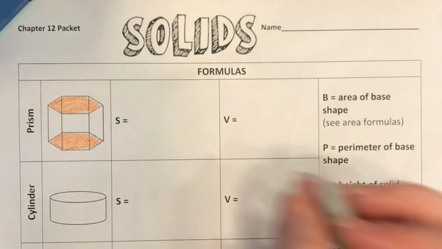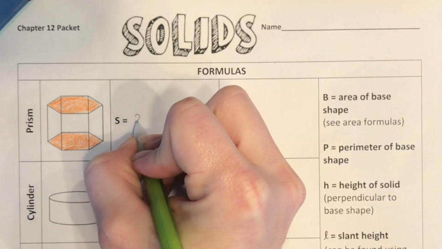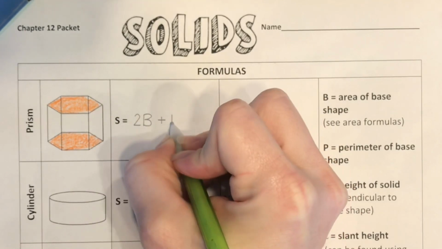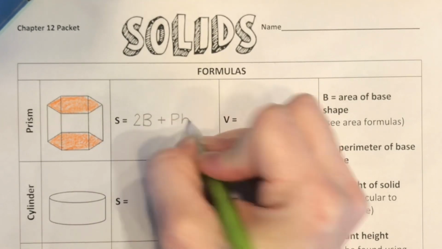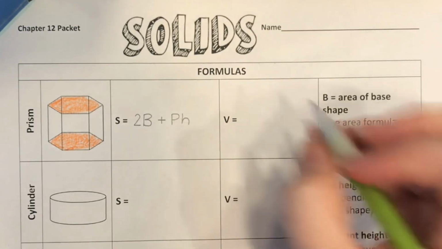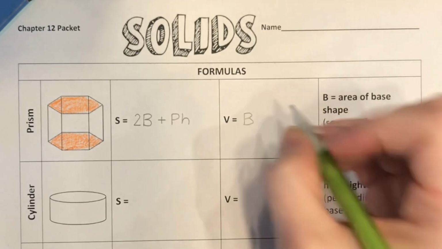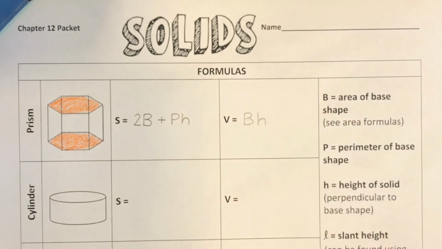So here are the formulas of the day. I want you to write down surface area is 2B plus capital P lowercase h. And so the capitals and lowercases mean something special in this chapter. Volume will be capital B times lowercase h. So let's talk about what those letters stand for.